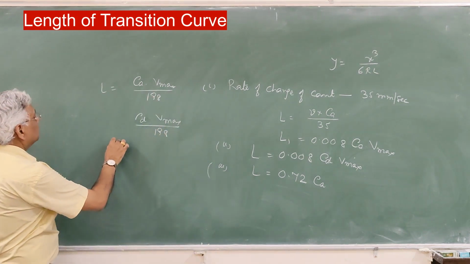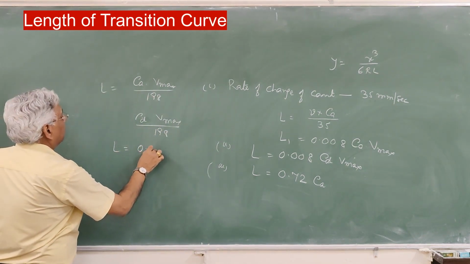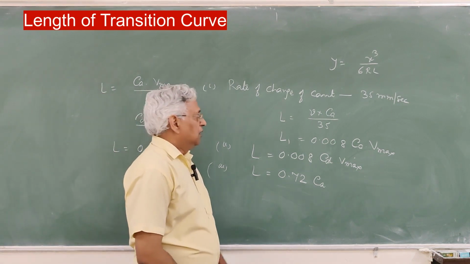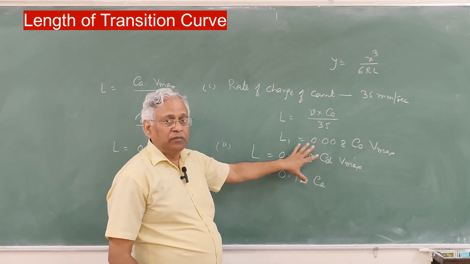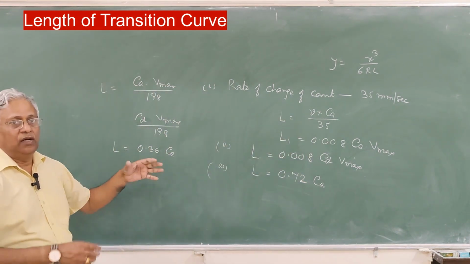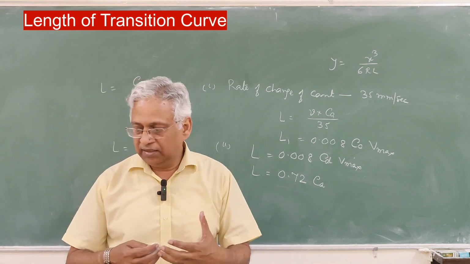So this becomes 0.36 into CA. Normally, this should be applied. In exceptional cases, this can be used when you have restriction on the site.